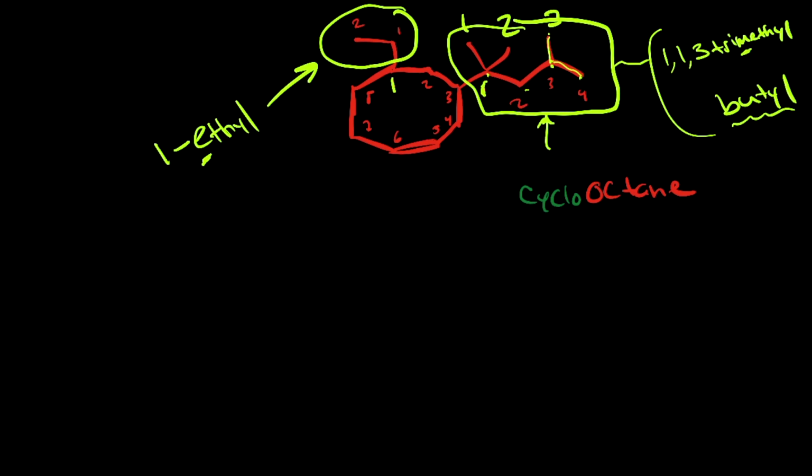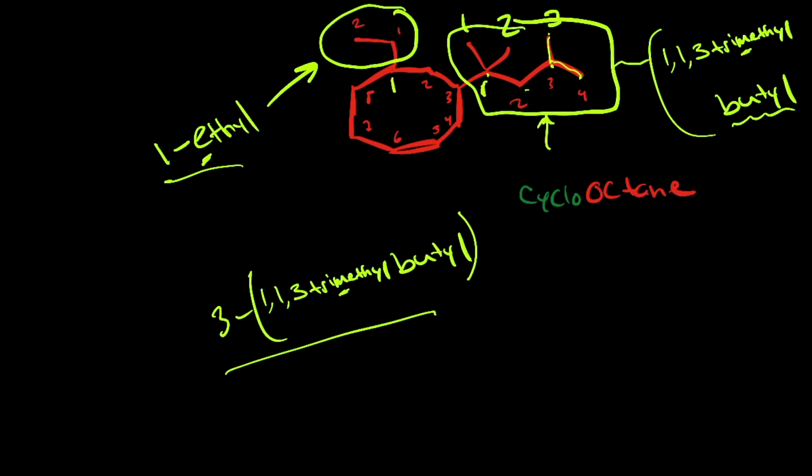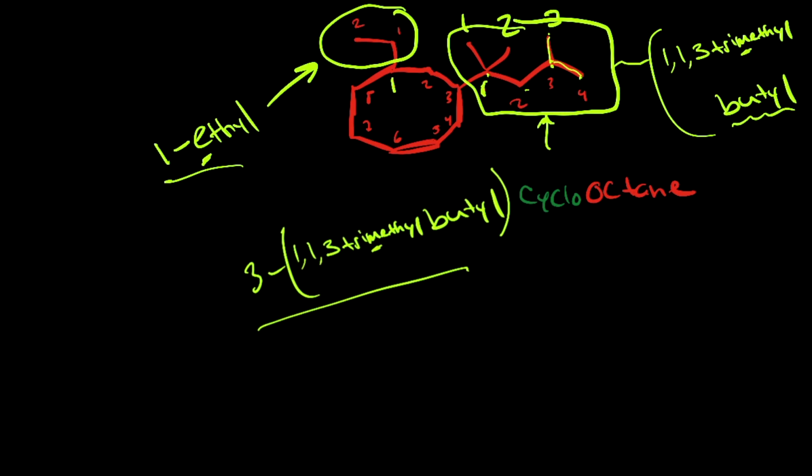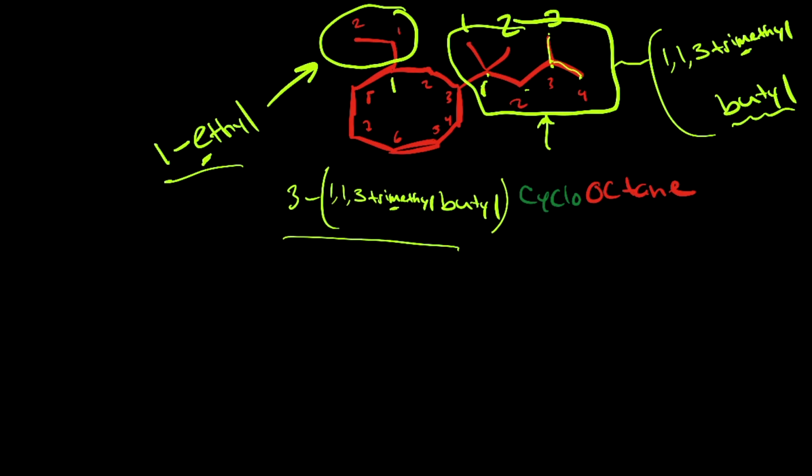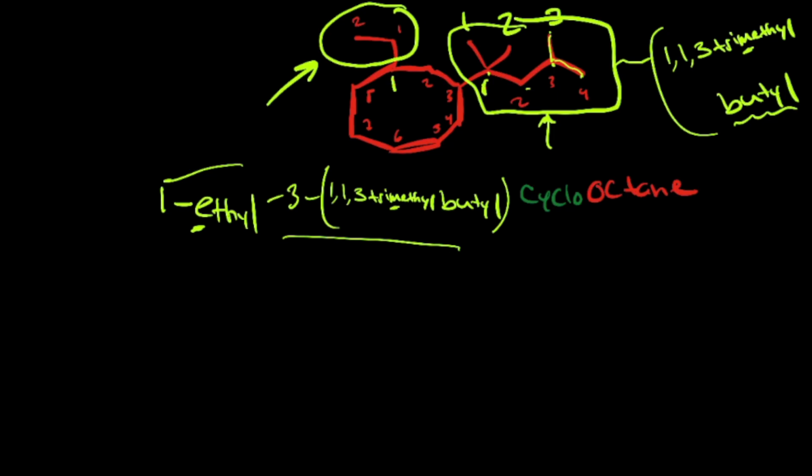So how does that look? Well, we take this little bit here, and this little bit here. We don't need the little thing there. And we can put that into parentheses, and we're going to label that as a 3. Now we've got 1-ethyl, 3, 1,1,3 trimethyl butyl, cyclooctane. And we can put these now all together to produce the name of our molecule. 1-ethyl-3-(1,1,3-trimethylbutyl)cyclooctane.